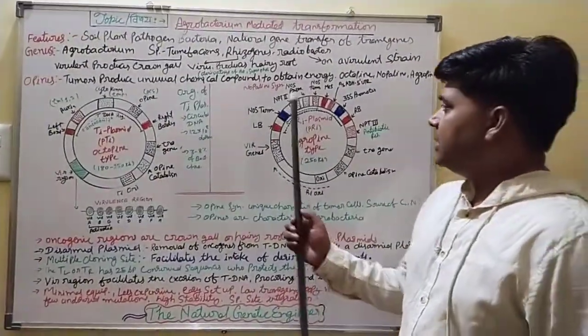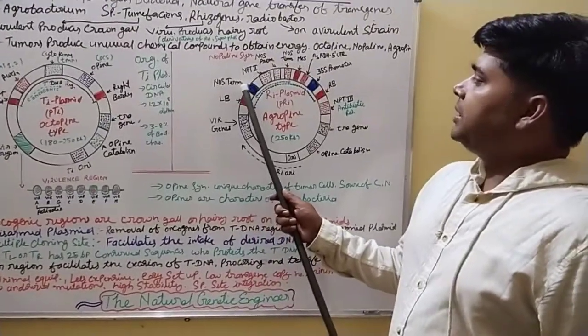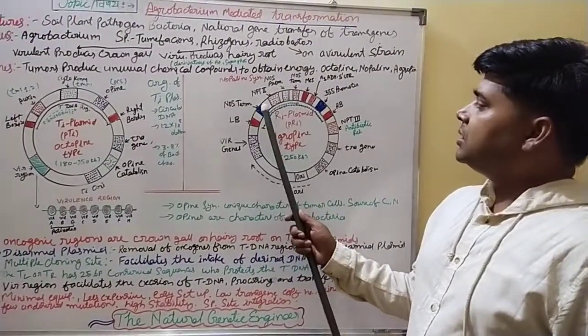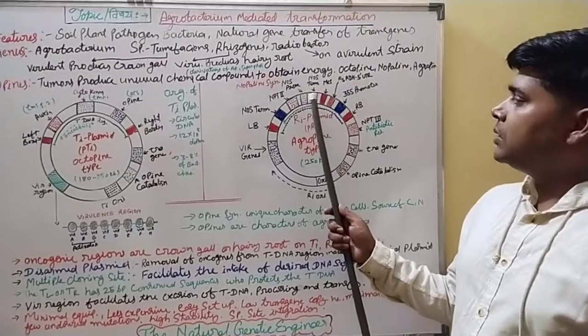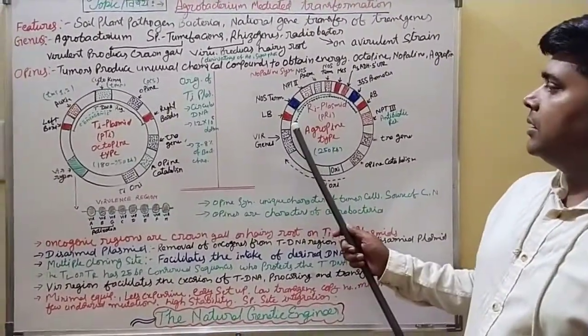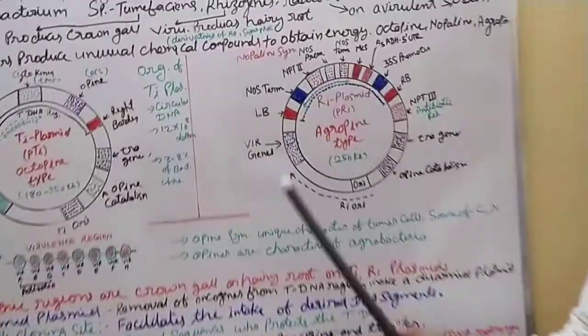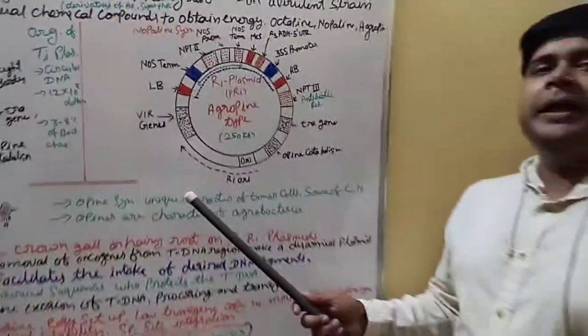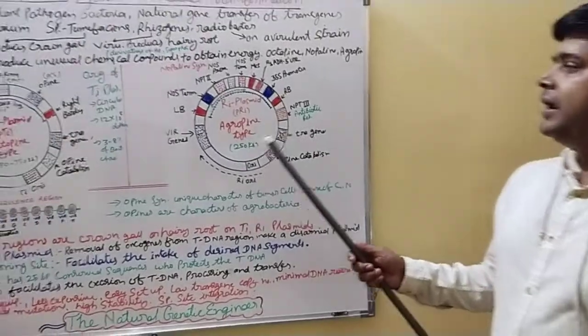So see it here, please. From this NOS terminator gene to the NOS terminator gene, this is the region of tumor or root inducing, and it is called the oncogenes. Okay, this left border to the right border, the total segment, is called the tDNA, the transfer DNA.